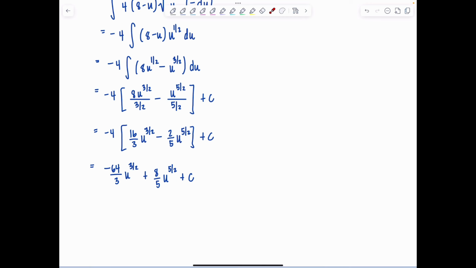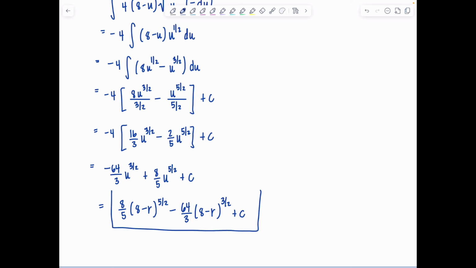And then while we're at it, don't you always want to put your best foot forward? I'm going to put the positive term in the front. Don't start things off negatively. That's more like a personal aesthetic preference, but let's do it. So 8/5, 8 minus r to the 5/2 minus 64 over 3, 8 minus r to the 3/2 plus c.